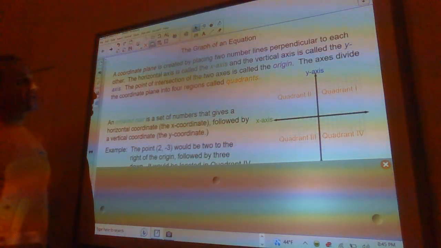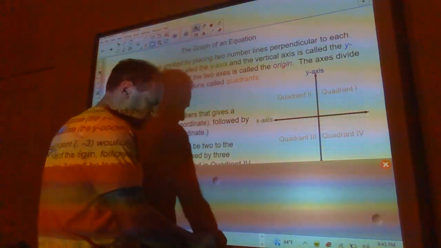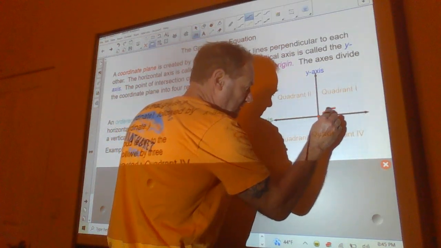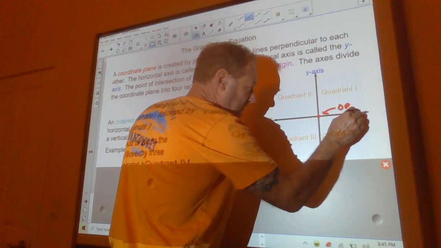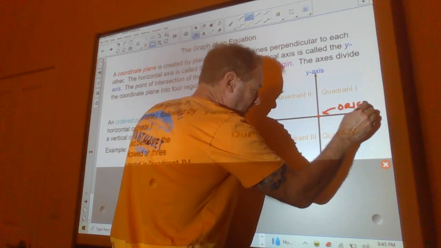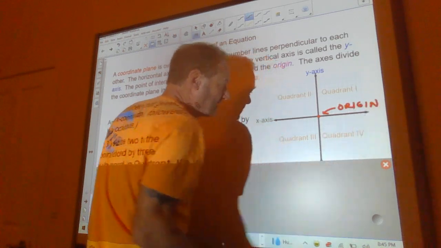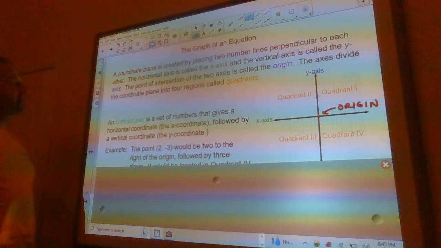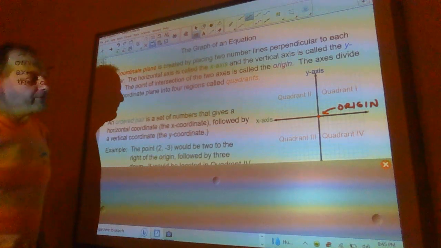The point of intersection of the two axes is called the origin. So my origin would be right there. Make sure you spell that right too. O-R-I-G-I-N, origin. The axes divide the coordinate plane into four regions called quadrants.